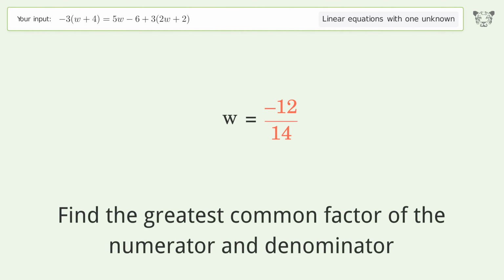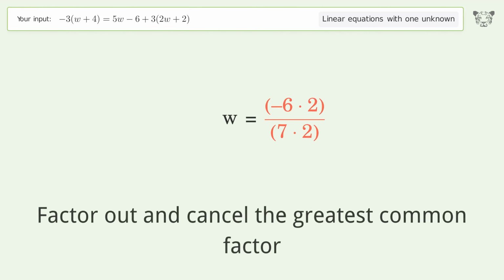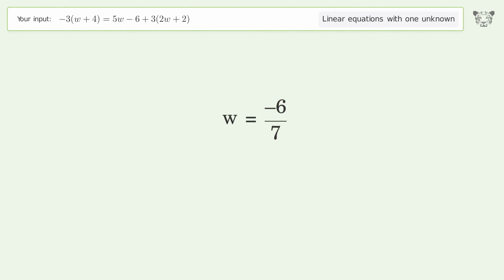Find the greatest common factor of the numerator and denominator. Factor out and cancel the greatest common factor. And so the final result is w equals -6/7.